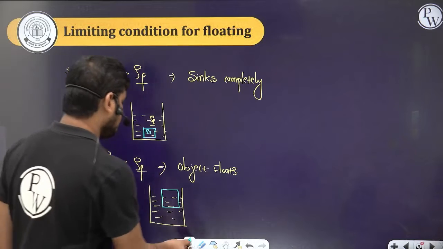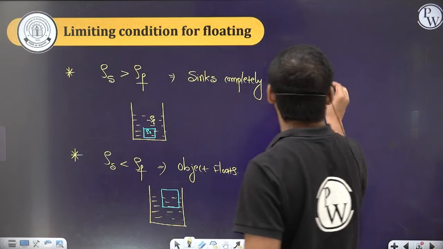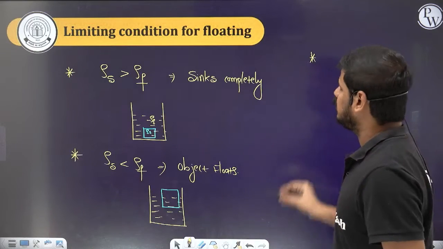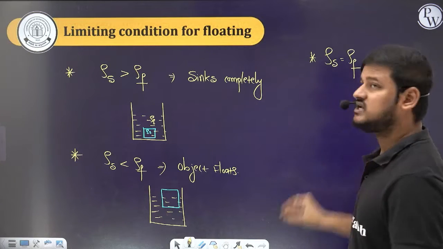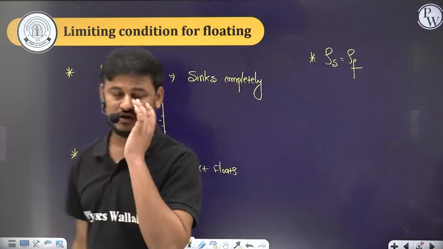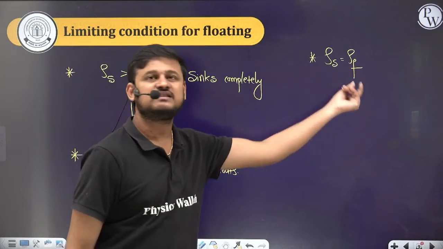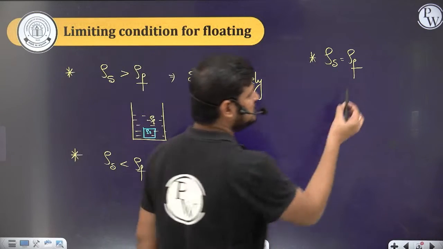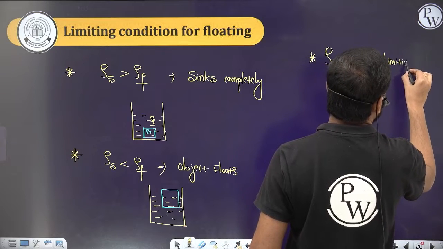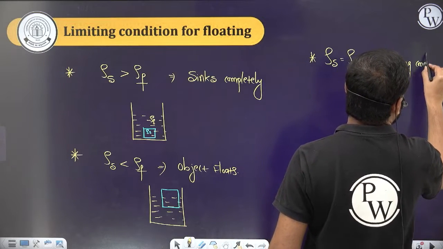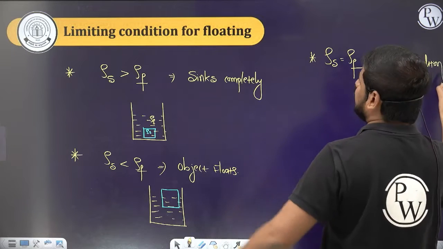Okay. Now what if, as the third condition, rho S is equal to rho F? The densities of the solid and the fluid are both equal. So this is the limiting condition for floating.